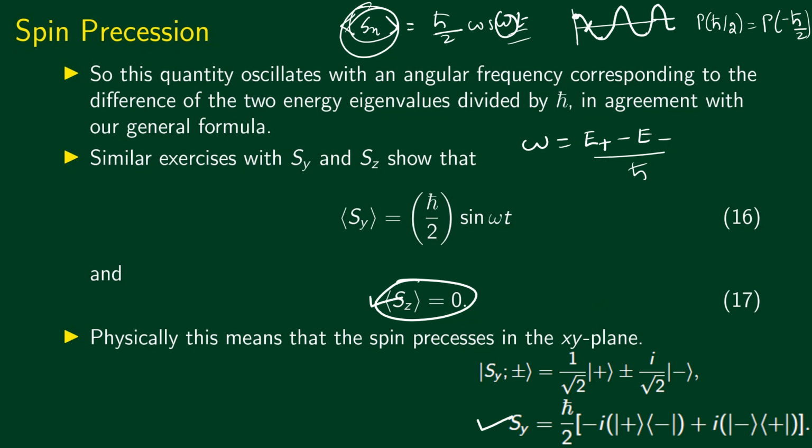Similarly, the expectation value for Sy also changes. So physically this means that the spin actually precesses in the xy plane. For example, it could be initially in this direction and then rotate to another direction and then keep rotating. This is the reason why the expectation value of Sx and the expectation value of Sy change with time in this manner. We discussed the example of an electron in an external magnetic field.